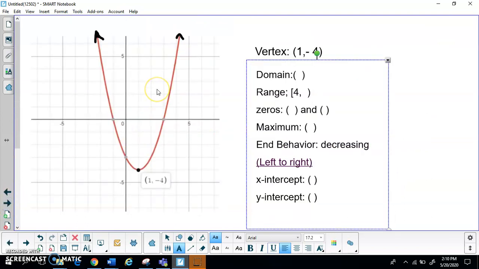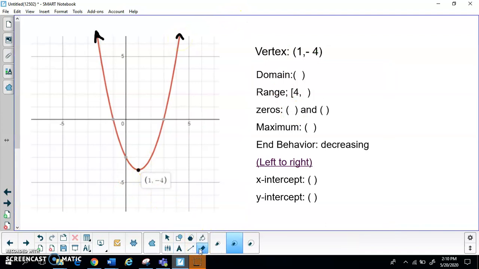Now let's move on to the next graph, which is the opening upward parabola. In this case, the vertex is point (1, -4), located right here. That's the vertex. The domain, however, for this function, now let's highlight. Now we know domain will be the set of possible x values.